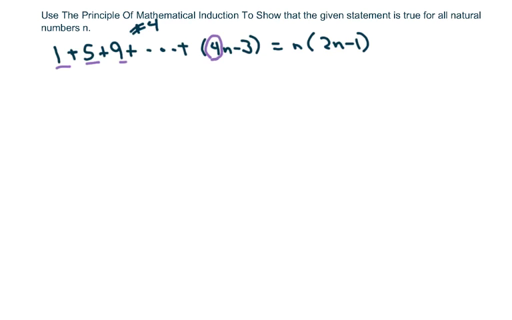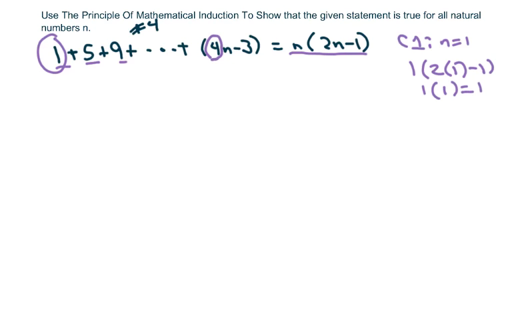And so we've got to prove condition 1 and condition 2 to show that the given statement is true for all natural numbers. So condition 1 means we check for n equals 1. I'm going to replace n with 1 here, and it should equal my first term. So let's see if that works. We have 1 times 2 times 1 minus 1. So this is going to be 1 times 2 minus 1, which is 1, equals 1. So condition 1 holds.